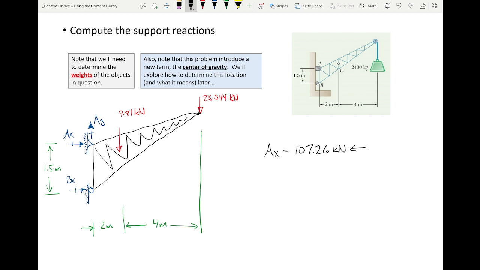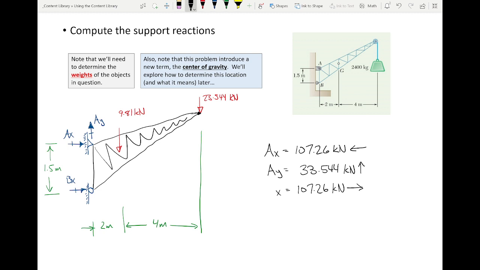It actually goes left. So when you solve forces in the x direction, what are you going to get? AX plus BX is 0. So that means that AX has to be negative BX. So they're going to be opposite signs. So AX is going like that. BX is 107.26 kilonewtons going this way. And as for AY ends up being 33.544 kilonewtons going up.